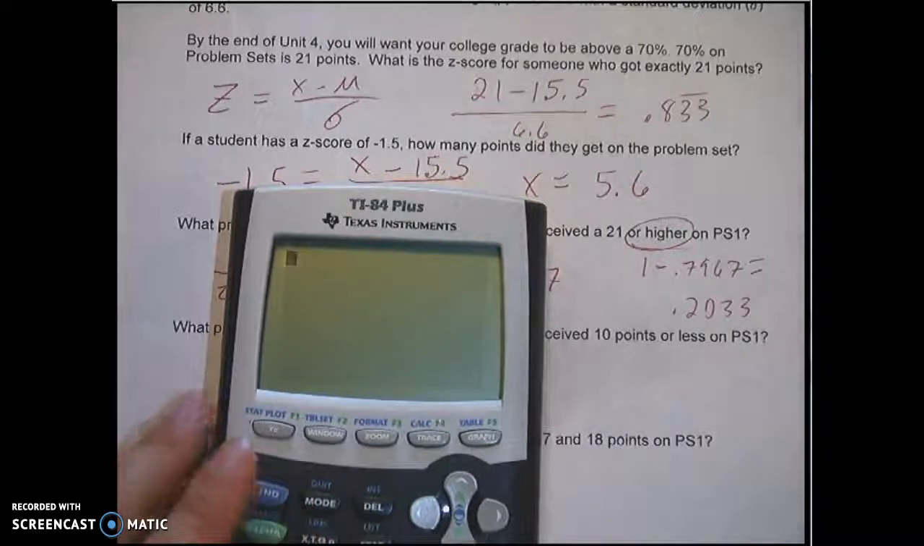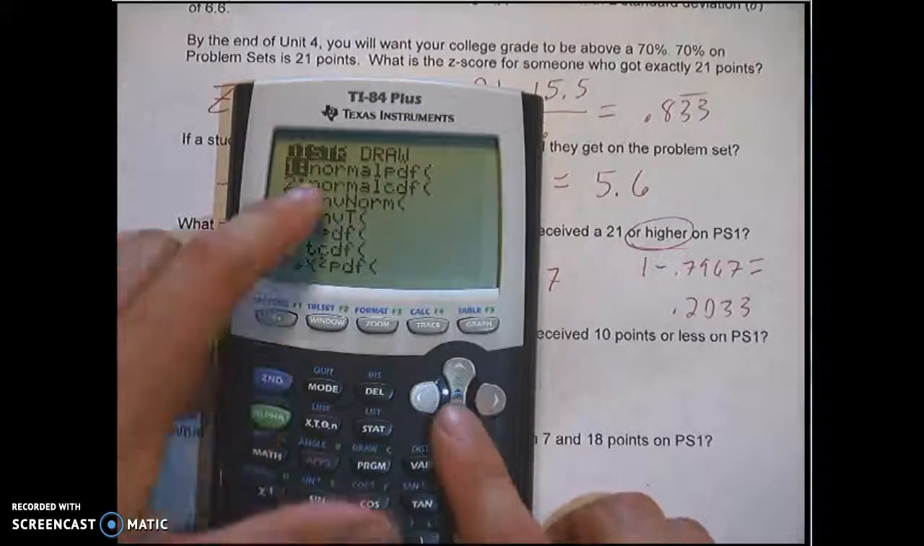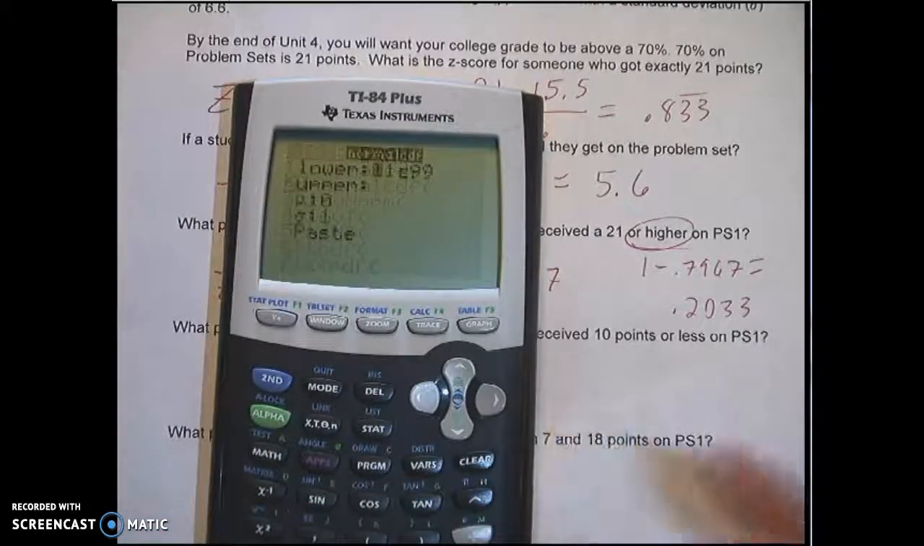So what I'm going to do is second vars, which gets me to distribution, and we're going to use normal CDF. On the TI-84s, this is really simple because you just put in your lower and upper bounds, your mean and your standard deviation, and you hit enter. A little bit more complicated on the TI-83. I'll show you that in just a second. But the lower bound here is 21.